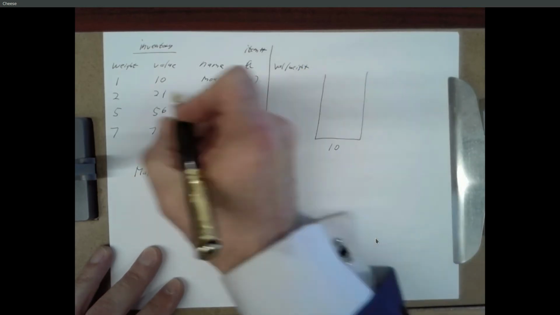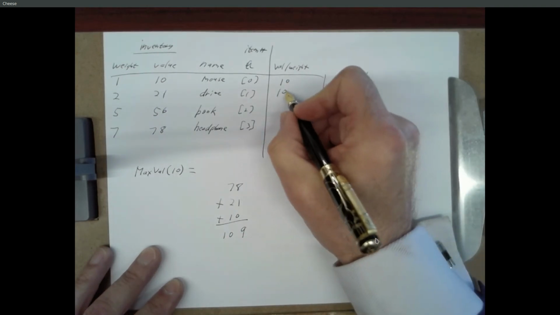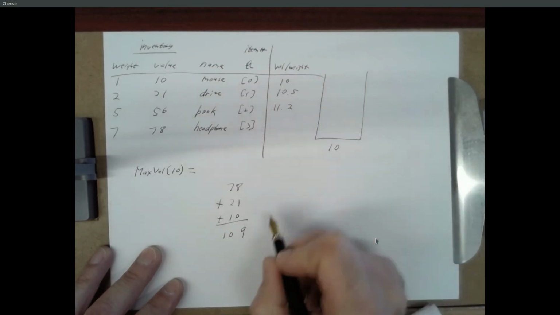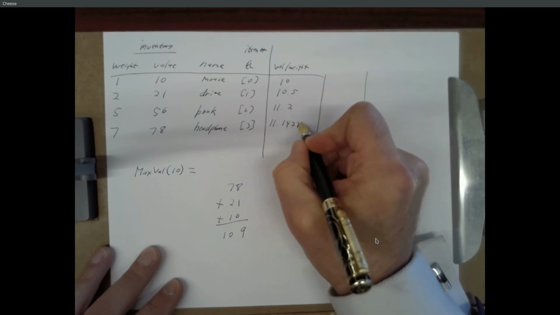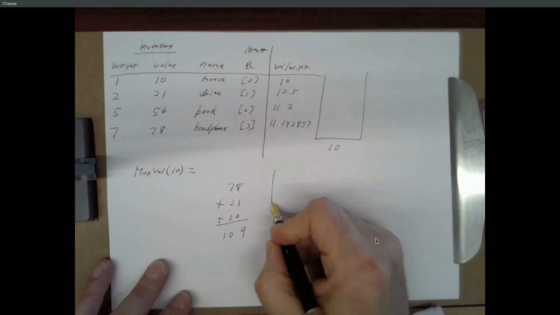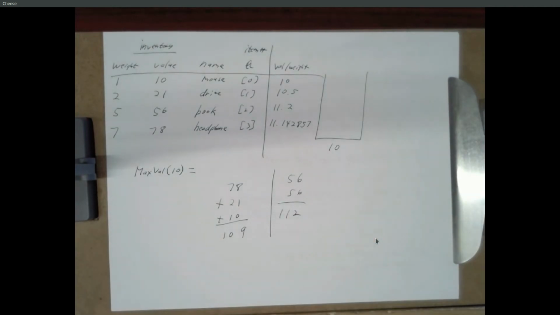So a mouse is worth $10 a pound, a hard drive is worth $10.5 a pound, a book is worth $11.2 a pound, and headphones are worth 11.142857 per pound. So if we look at the most valuable item by weight, that's a book. And if we have 2 books, that's $112. So that's a better solution.